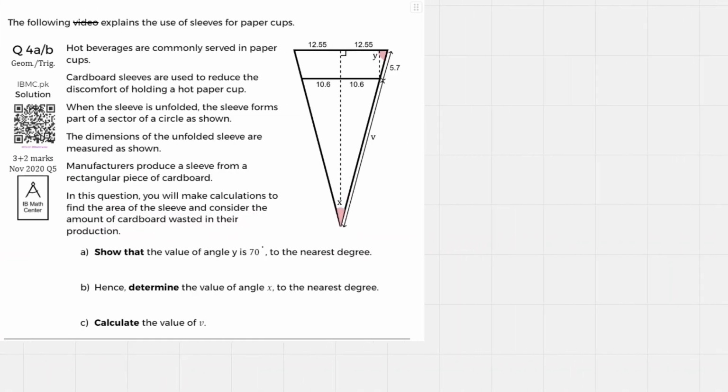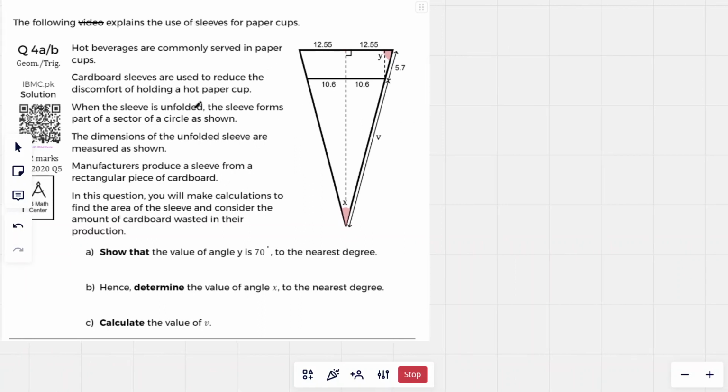So the following diagram explains the use of sleeves for paper cups. Hot beverages are commonly served in a paper cup. Cardboard sleeves are used to reduce the discomfort when the cup is held. So that's all the build up to the question. In this question, we will make calculations to find the area of the sleeve and consider the amount of cardboard wasted in their production. We have a figure given to us, and we have to show that the value of angle Y is 70 degrees to the nearest degree.